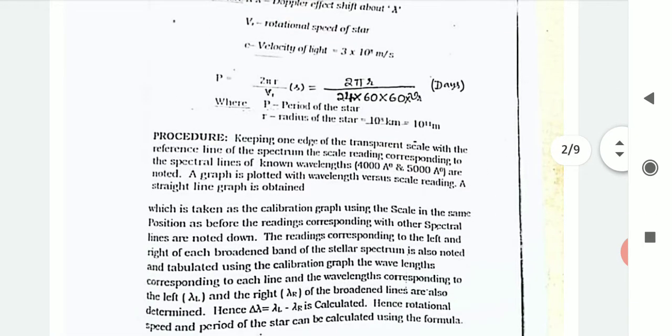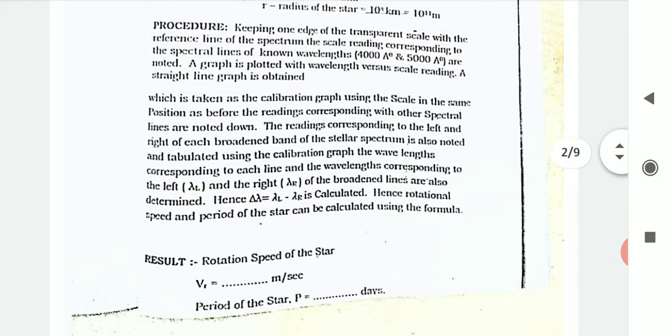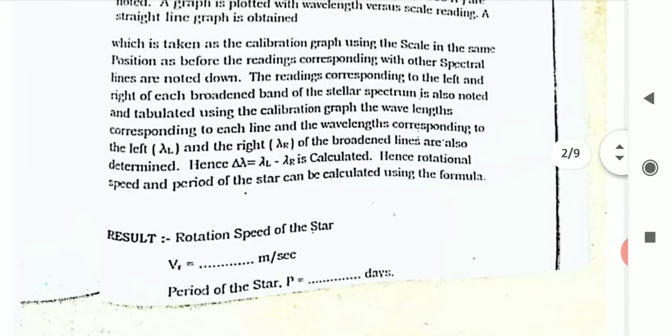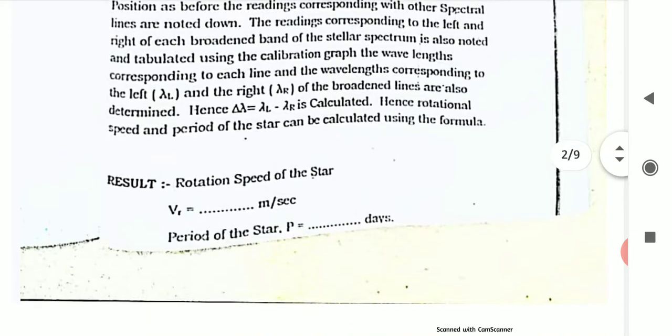So here the formula is there. On the next page it's very clear. I'll explain there. What you have to calculate here: the rotational speed of the star, that is VR, is equal to so many meters per second. The period of the star P is equal to dash days. That you have to calculate.